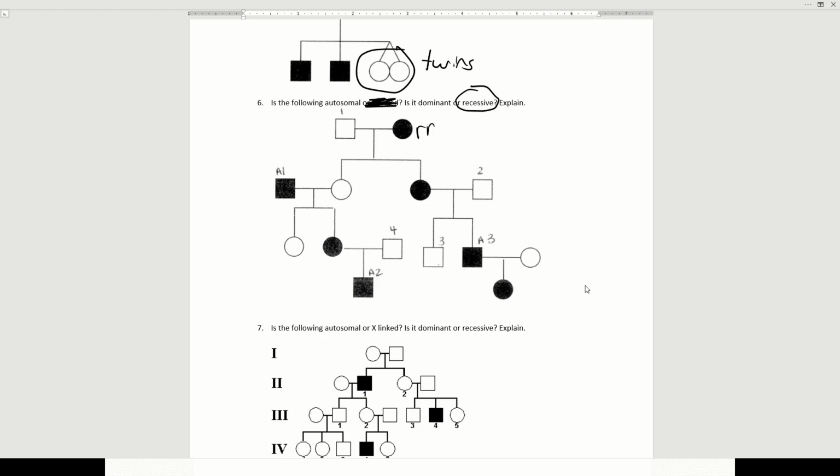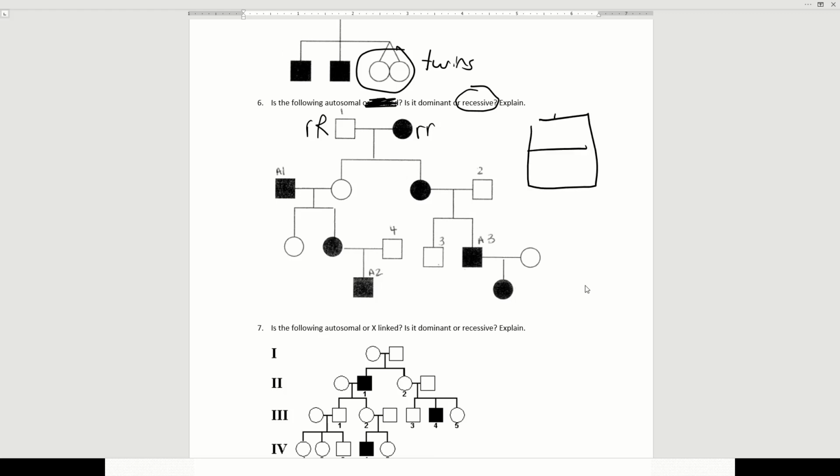If it's recessive, then that's what this one has. And the fact that some of the kids get it means that this is probably heterozygous, right? This kid gets it, this kid does not get it. Or this kid gets it, this kid does not get it, so there's a 50-50 shot. So yeah, definitely like that.